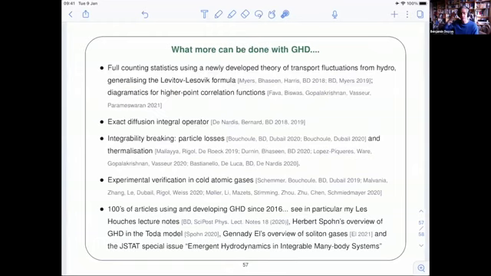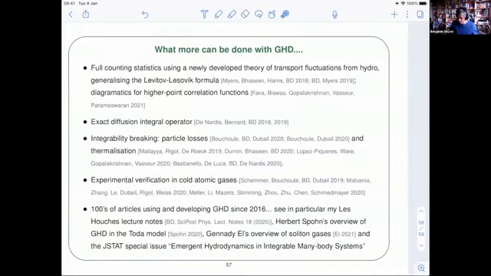And there's a lot of stuff that has been calculated, such as full counting statistics for transport. Integrability breaking has been looked at a little bit. There's quite a lot to do, and a lot of papers, and I encourage you to look, in particular, at my Les Houches lecture notes on that. Herbert has a nice overview of GHD in the classical Toda model. It's very instructive if you know a lot about classical integrability. Gennady has a nice soliton gas overview, and there's a J. Stat. special issue on emergent hydrodynamics in many-body systems, where there will be a lot about GHD. And I finish with these small open problems. Thank you for your attention.